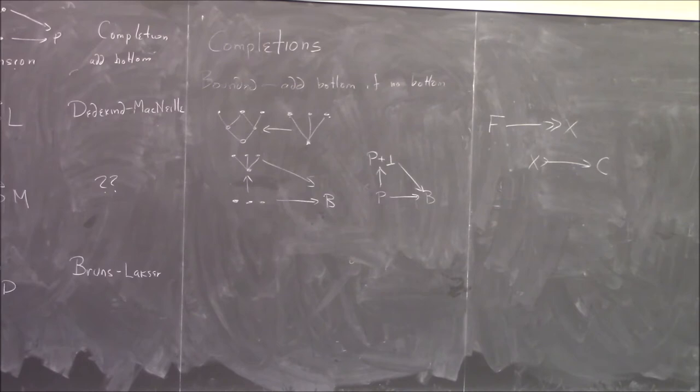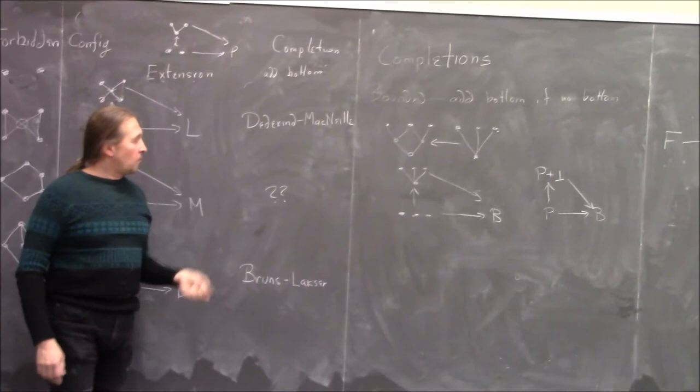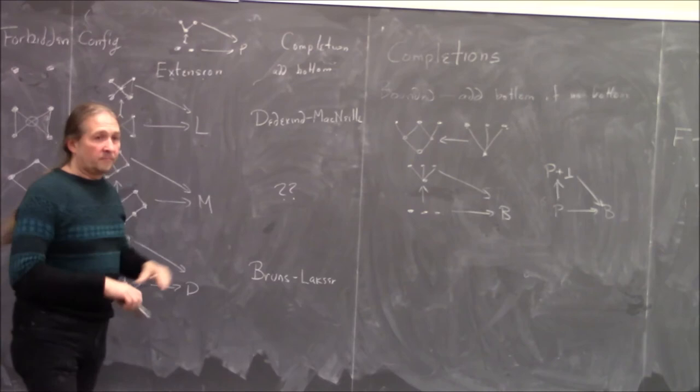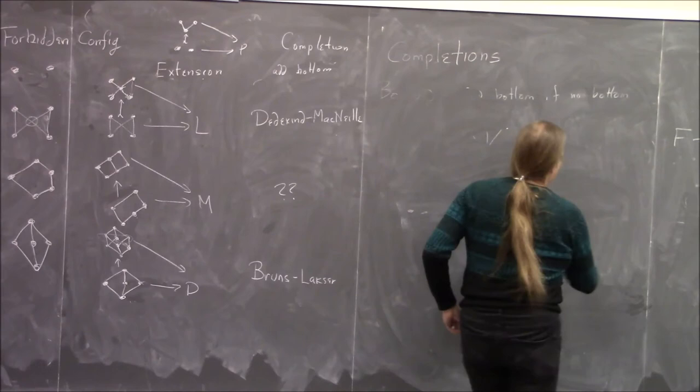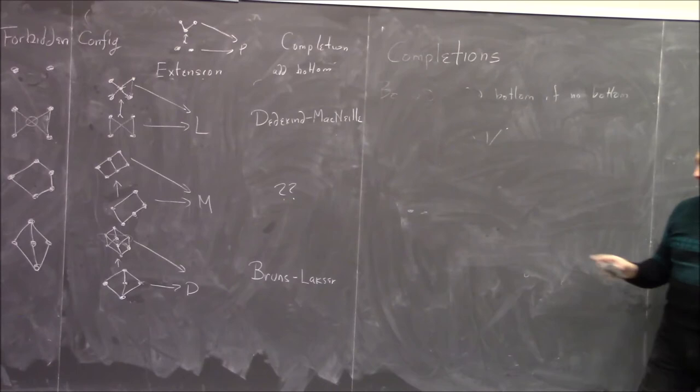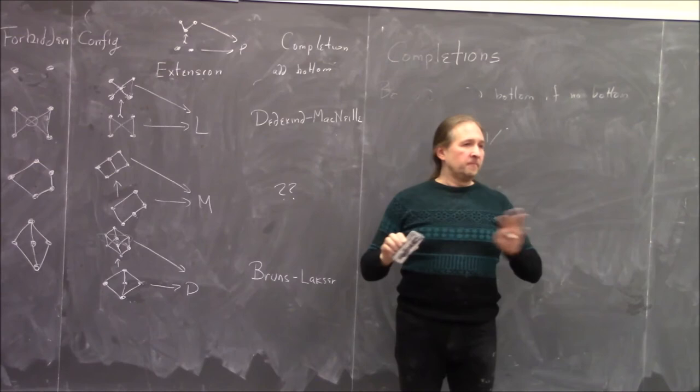So unlike these forbidden configurations, which are widely known and have plenty of examples, this business of the completions has been relatively unstudied. And so all we know so far of it are these two cases. So let me first describe the Dedekind-McNeil completion. I'm going to give the classical versions of those, and then describe how we, in terms of our extensions, can understand them and actually derive them.